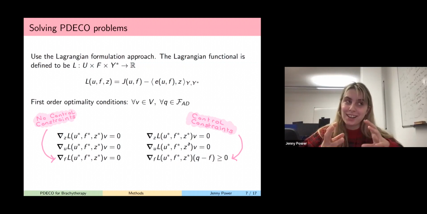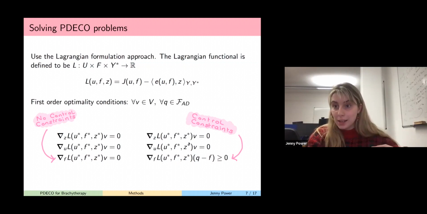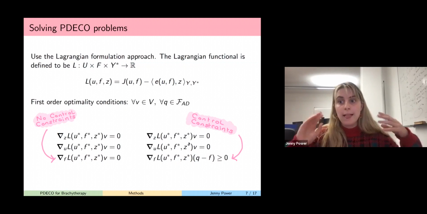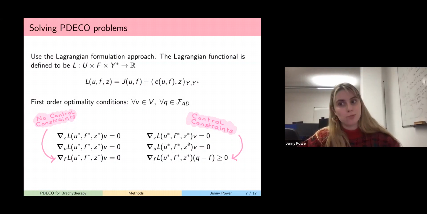So we have to do this. We need to construct some sort of Lagrangian functional. This is given by our cost functional minus the duality pairing of our PDE with some Lagrange multiplier. In our case, actually, it's quite nice. The Lagrange multiplier Z does end up being the adjoint variable for the adjoint equation of our original radiation PDE. So that's quite nice.